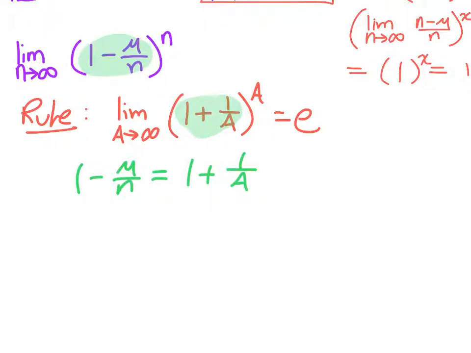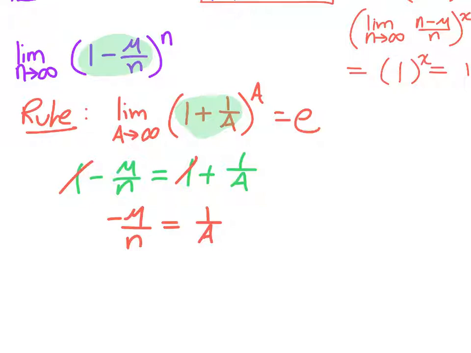So if I can figure out the a value here that transforms my purple limit into the form of the red limit, then I'm good to go. All right, so the ones will cancel. And so I have negative mu over n is equal to 1 over a. And so I could solve for a.